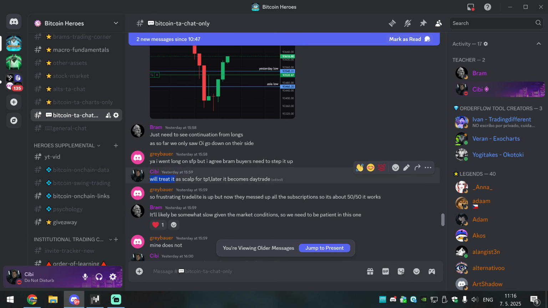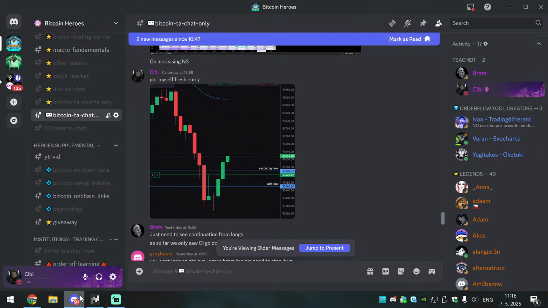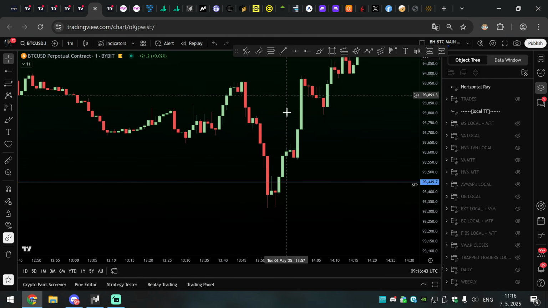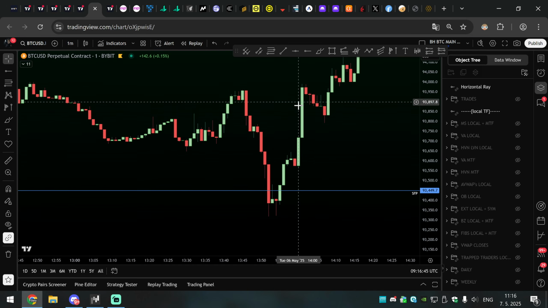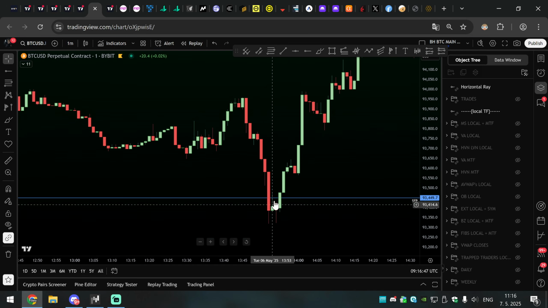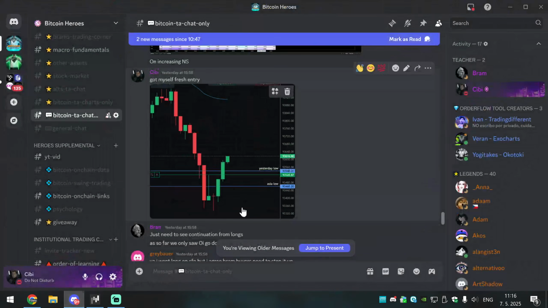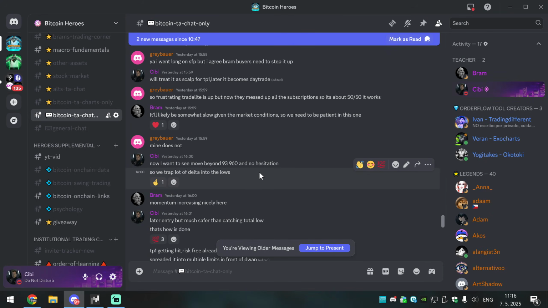I said I will treat it as a scalp or take profit one. Later it becomes a day trade. That was the main plan. So that take profit one was to secure the stop loss money, and then it was actually over here into the daily view up. You secure take profit one, so you cannot lose the trade, and you also cover a stop loss. So that was the main action, and then you left the trade.